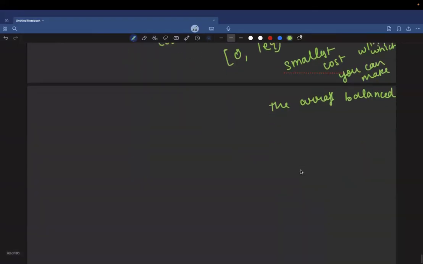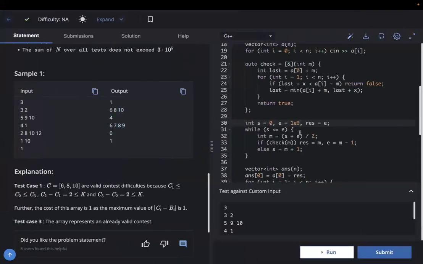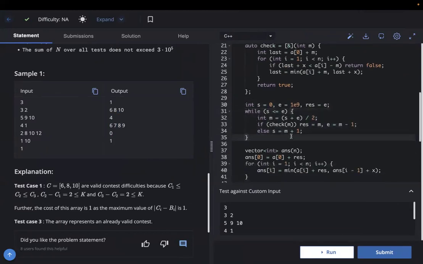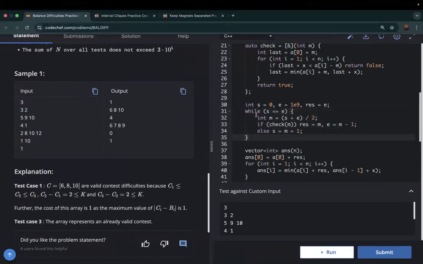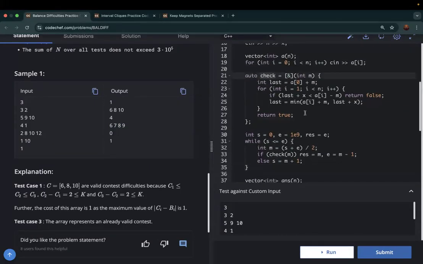So this is good enough, I think. And the condition, yeah, this is the binary search code. This is not complicated, this is simple. I'm just saying that if this check function returns true, then I can make the array balanced. So if I can make the array balanced, store the value of m in this variable, which is a short form of result, and make the value of e smaller. Try to find a smaller value for which you get true.